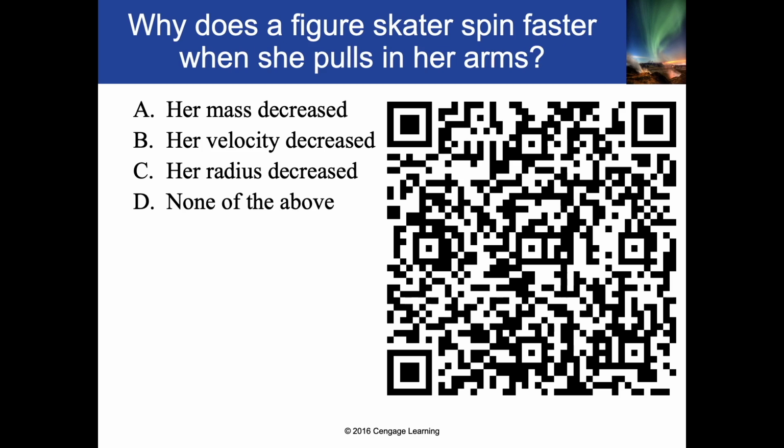What the heck? Who picked A? Why would her mass decrease? Did she lose weight? Was spinning making her lose weight in the middle of the thing? I wish I could just spin around in a circle and lose weight. She's definitely not losing weight.